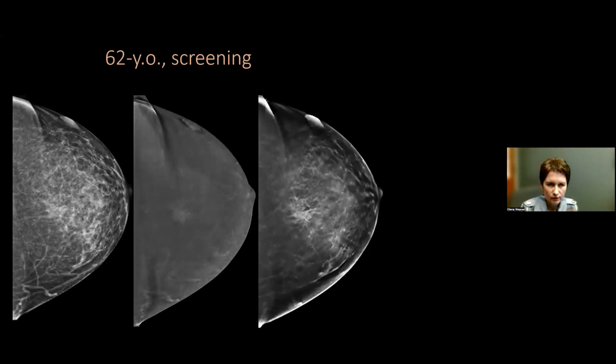On the left, it's a lower energy image. In the middle, it's the recombined image. On the right, it's a DBT image. And on the DBT, we definitely see some kind of architectural distortion there. So it looks pretty suspicious.